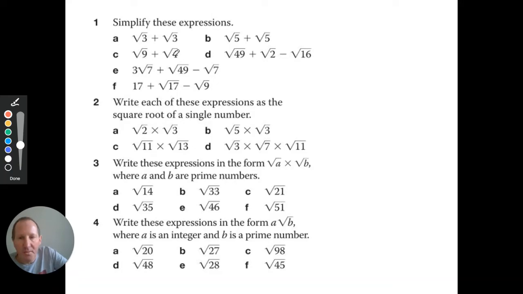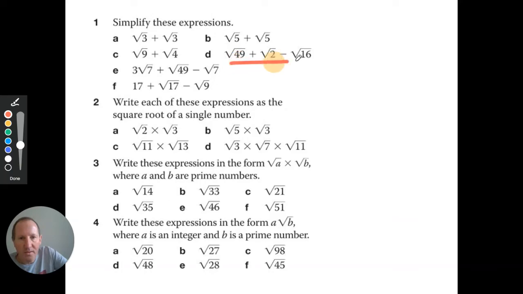Root 9 plus root 4. Well, you can't add those up because they're not the same, but look out, this is the square number and this is the square number. So this would simplify to 3, and this would simplify to 2. So it's 3 add 2 is 5.